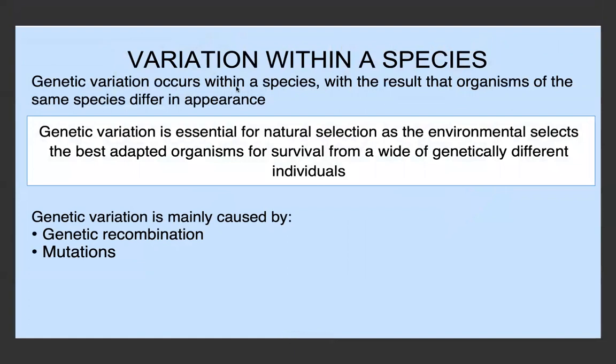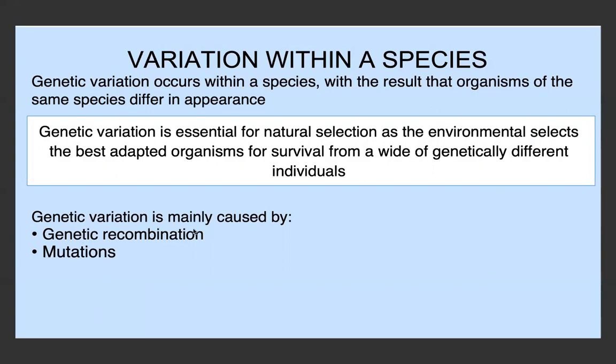So genetic variation occurs within a species, with the result that organisms of the same species differ in appearance. Genetic variation, as I said, is essential for natural selection because the environment selects the best adapted organisms for survival from a wide range of genetically different individuals. So some individuals are well adapted, some are not so well adapted. The two ways that genetic variation is mostly caused are genetic recombination and mutations.